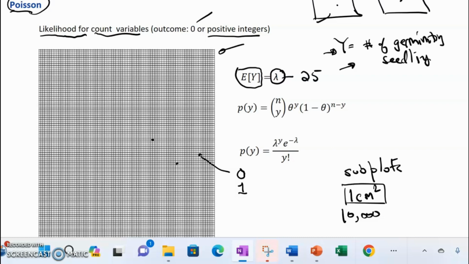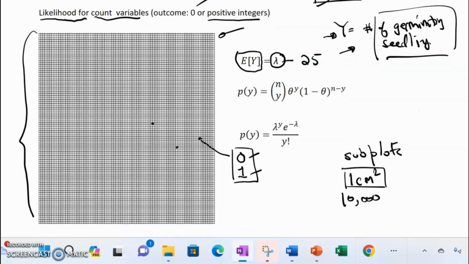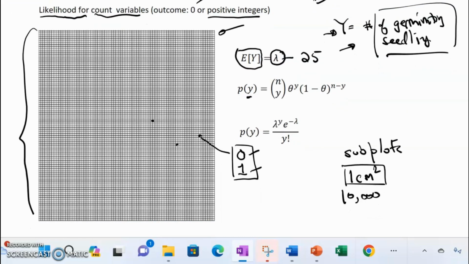So if we think about one of these subplots, essentially we're dealing with a binary dependent variable, either 0 or 1 germinating seedling. So then if we're interested in the count of the number of germinating seedlings in this 1 meter square plot, we can think of that count as arising from a binomial distribution, because each one of these subplots is a 0 or 1, a binomial distribution where n is equal to 10,000 and theta is equal to lambda divided by 10,000.